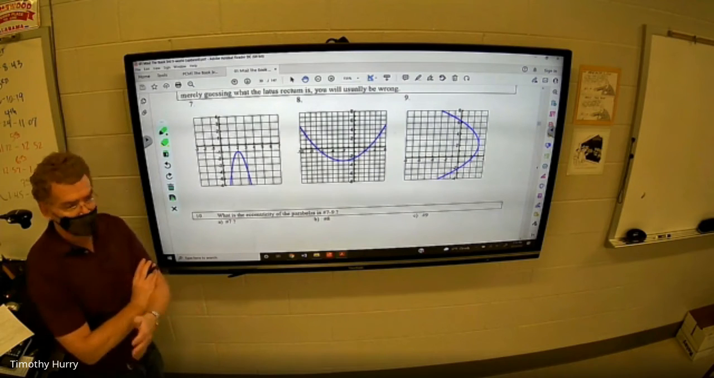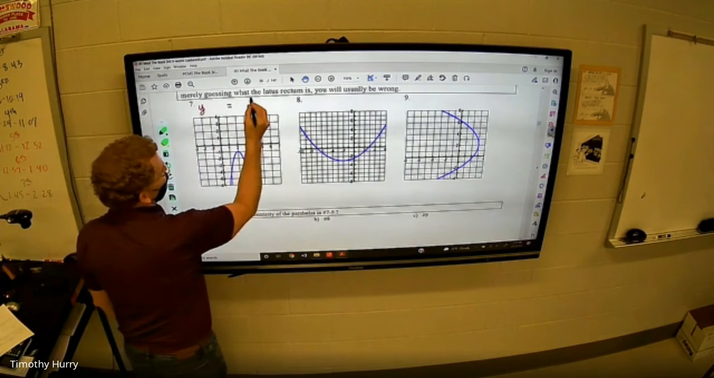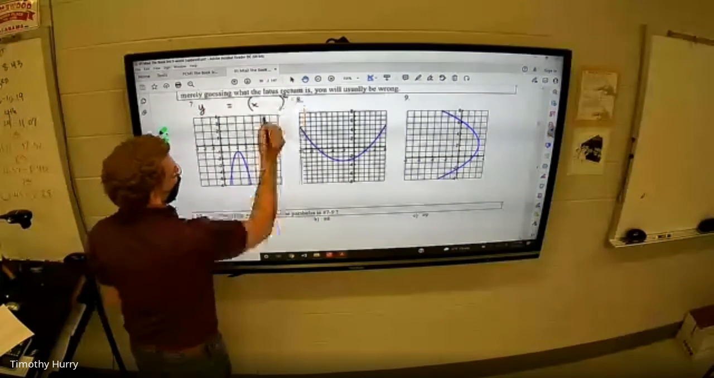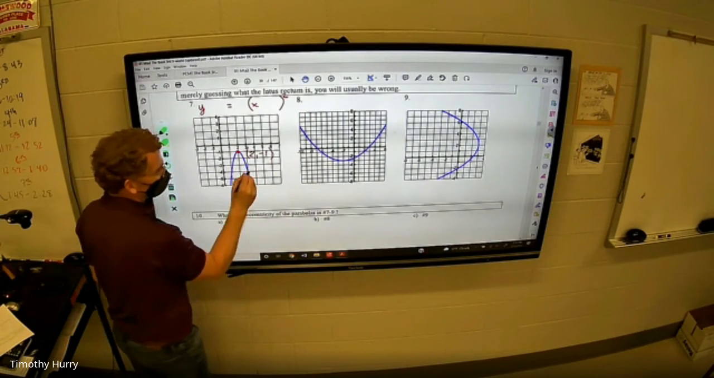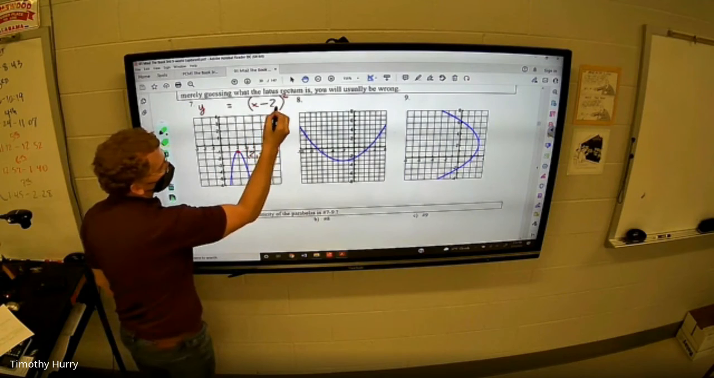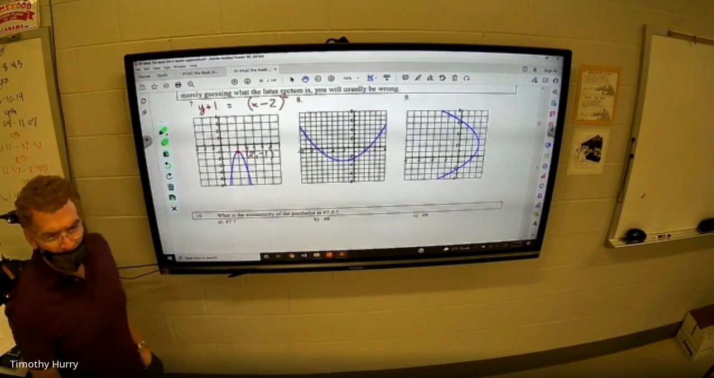A y? I start with a y? Okay, so I'm going to start with y. There's going to be an a, x something squared. Now, yes, the vertex is 2, -1. So x minus 2, y minus a -1, y plus 1. Now, how am I going to find the a value?